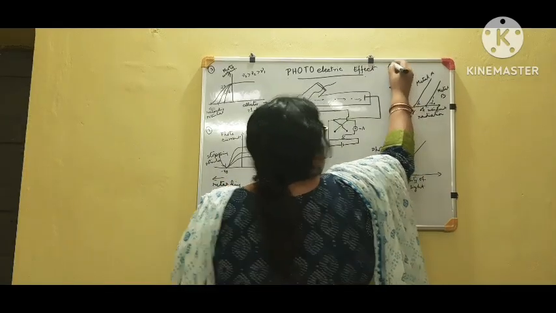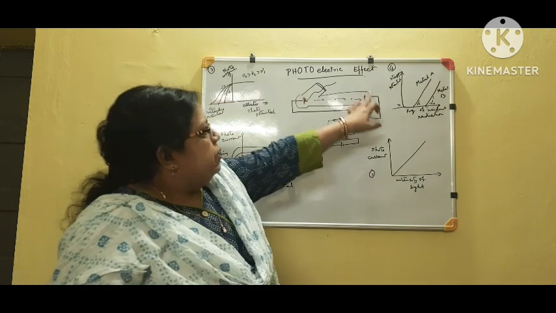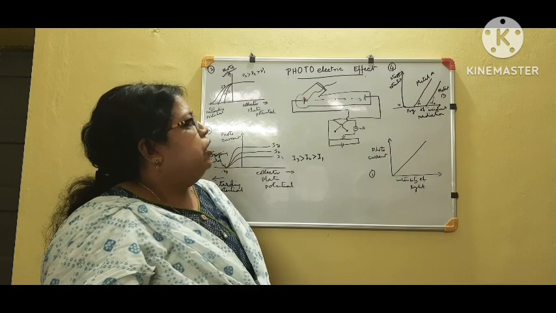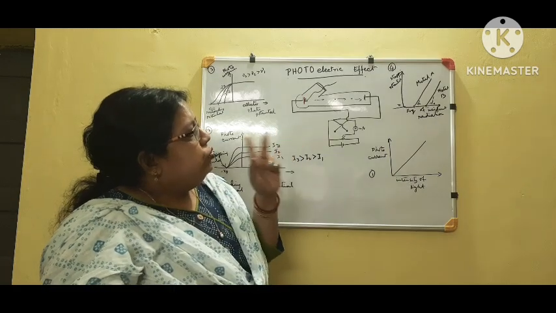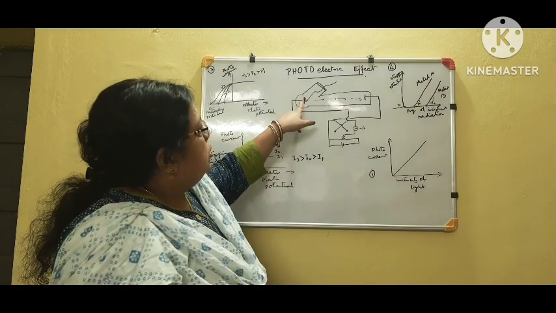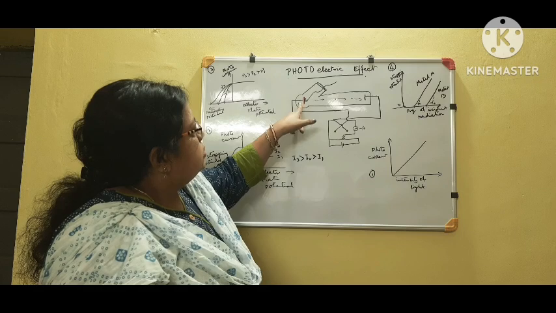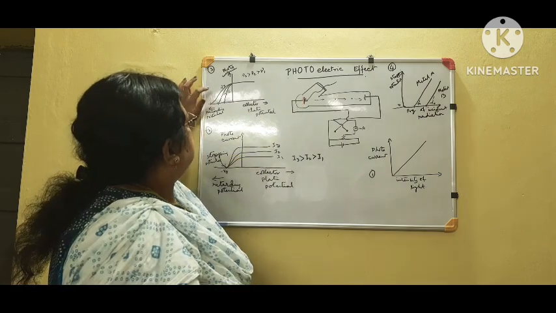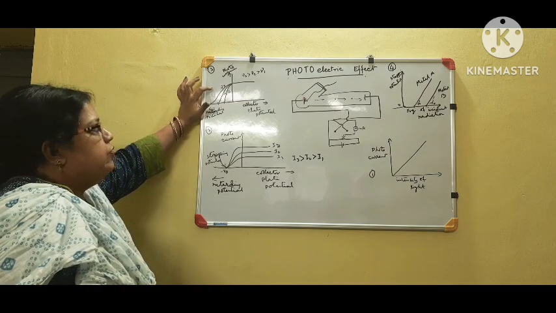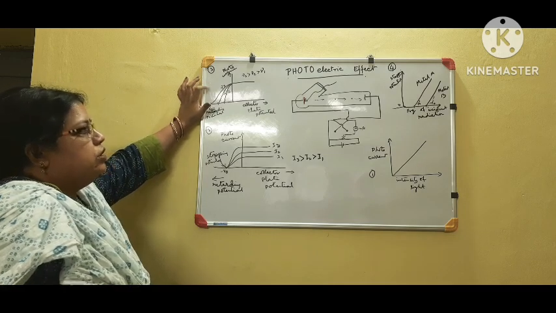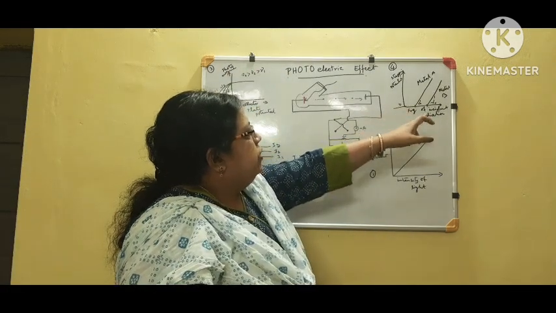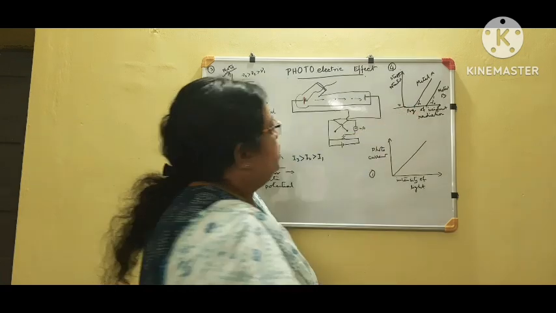This is the fourth graph, stopping potential versus frequency of incident radiation. Here two metals are taken: metal A, and in the next experiment, metal B. In this graph, the frequency of the incident light wave changes, and the metal is also changed, metal A, metal B.